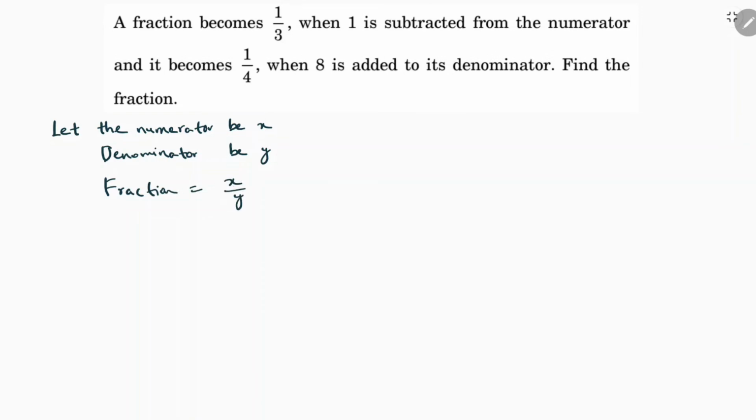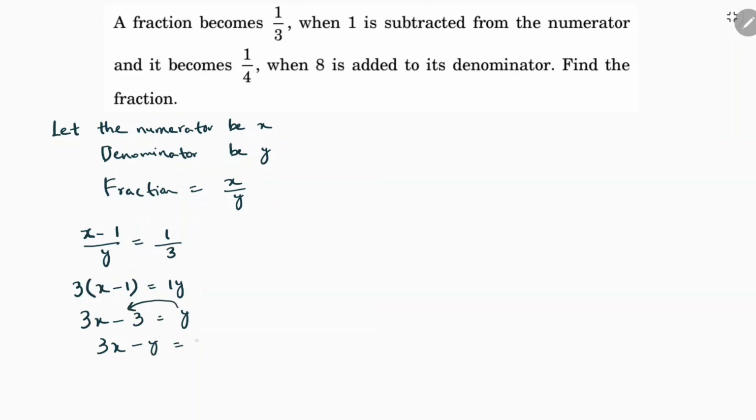Now, according to the given condition, the fraction becomes 1 by 3 when 1 is subtracted from the numerator. So if I cross multiply, 3 times (x minus 1) equals 1 into y. So it is 3x minus 3 equals y. If I transpose, 3x minus y equals minus 3, and transposing it will be plus 3, so 3x minus y equals 3. This is equation 1.